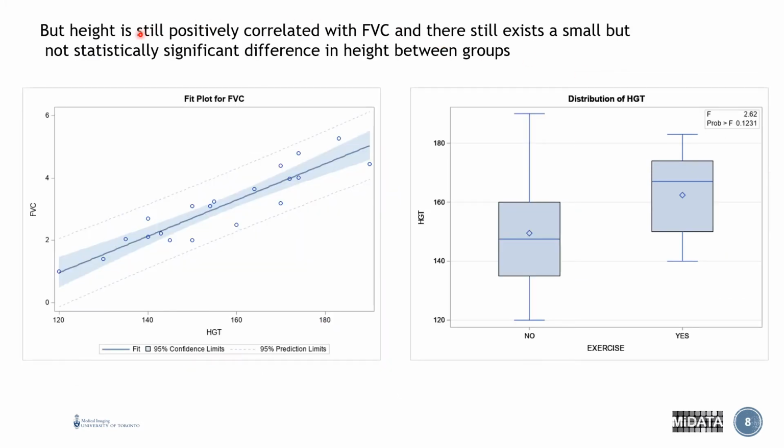Now, height is still positively correlated with FVC, and this is something we can see here with our simple linear regression of FVC with height. Nice positive linear relationship. But same here, when you look at the difference in height between the groups, there is a small difference, but it is not significantly different. As you can see up here from the F test, the probability is 0.1231.